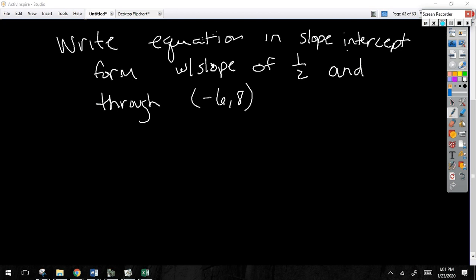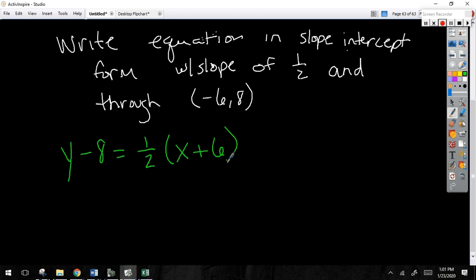So even though it's asking me for slope-intercept form, I can start out in point slope, since that's what I'm given, and then manipulate back into slope-intercept form. And that's probably the easiest thing to do here. So y minus what? 8 equals slope times x. And I'm just going to go ahead and do plus 6 so I don't have to go back and change.